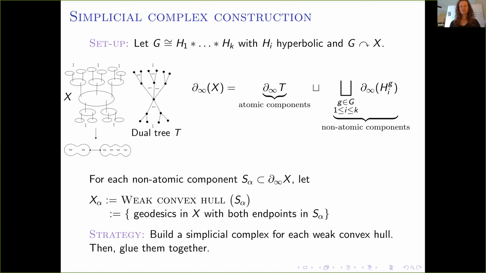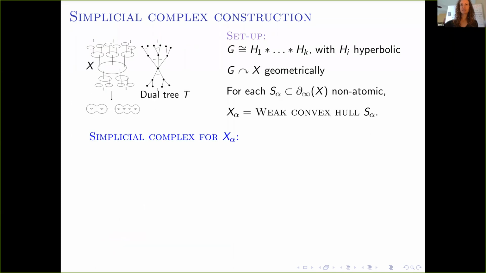Okay, so our strategy is to build some simplicial complex for every weak convex hull, so one for each component in the boundary, and then glue them together if they're close. Okay, so to say a little bit more precisely, this just carries over the notation from before. We have a free product acting on some space X, and we take some component, S sub alpha in the boundary that's non-atomic, it's not a singleton, and we let X sub alpha be its weak convex hull. And we want to replace the weak convex hull with a simplicial complex.